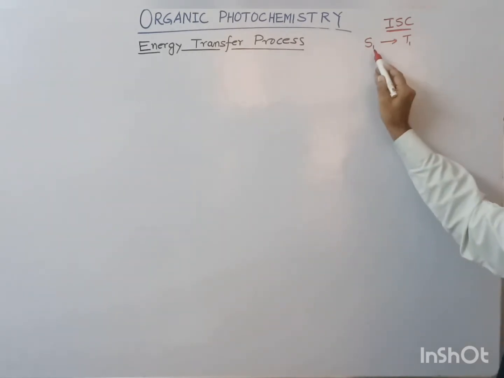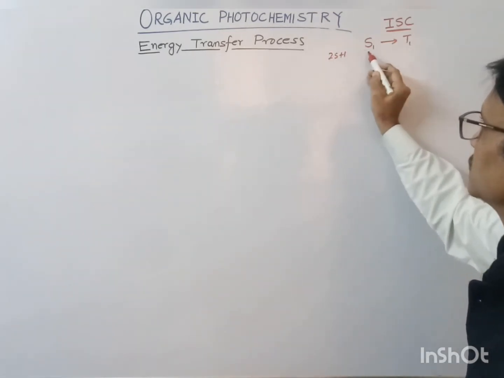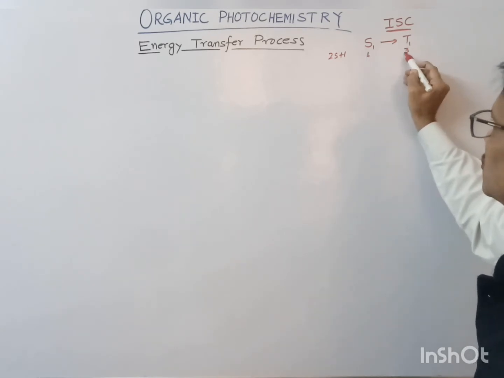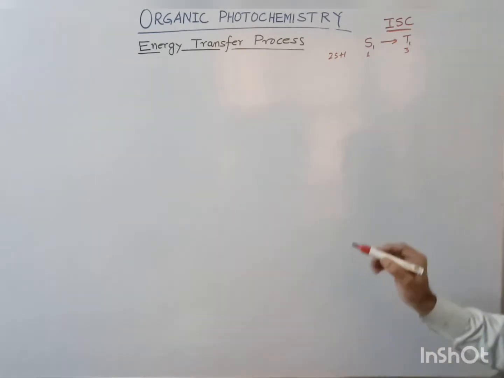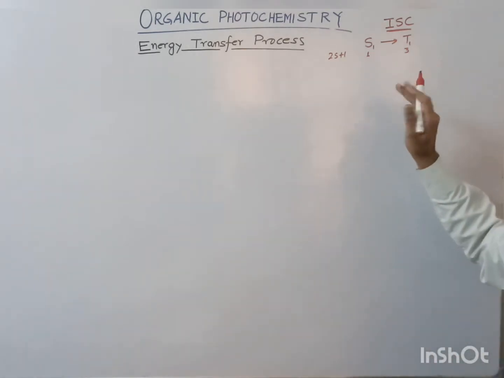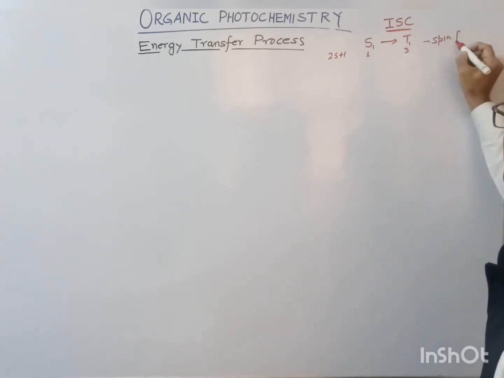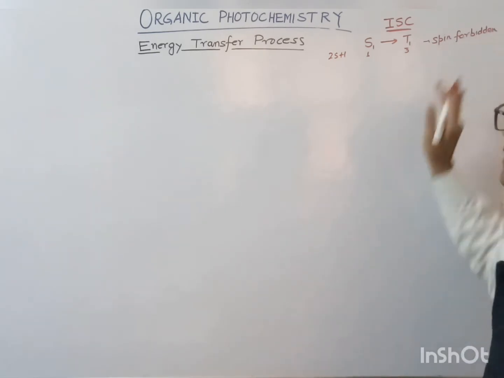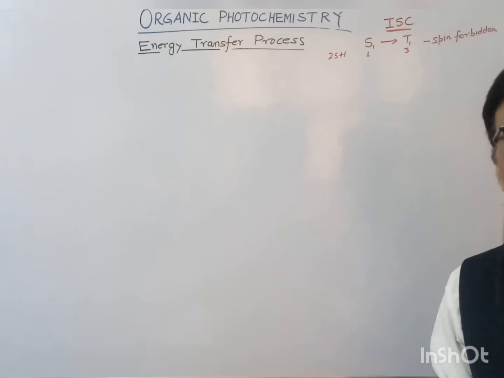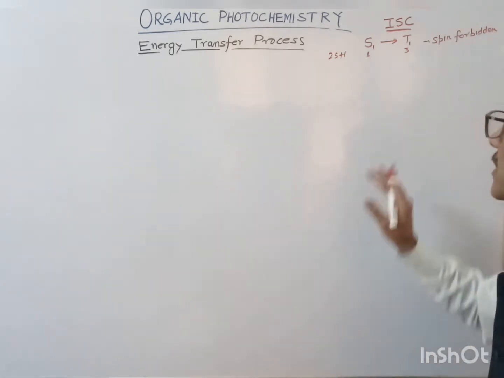This has a total spin multiplicity of 2S plus 1, which is equal to 1 here, and equal to 3 here. So both have different spin multiplicity, and that's why it is a spin forbidden relaxation. But this is a very important one. It doesn't mean that the reaction will not take place via this state, though this is a spin forbidden process.